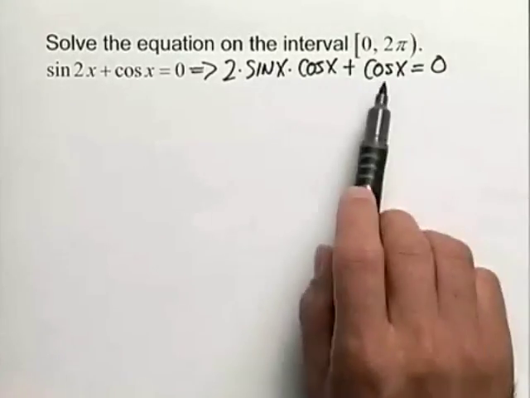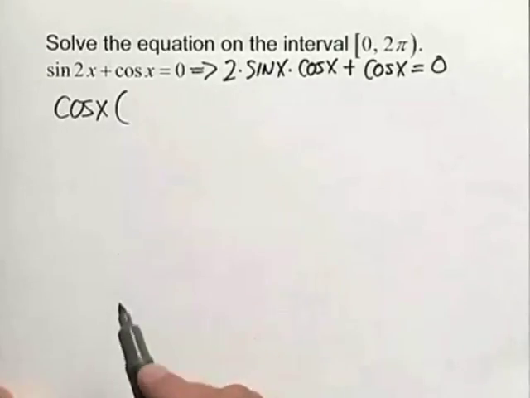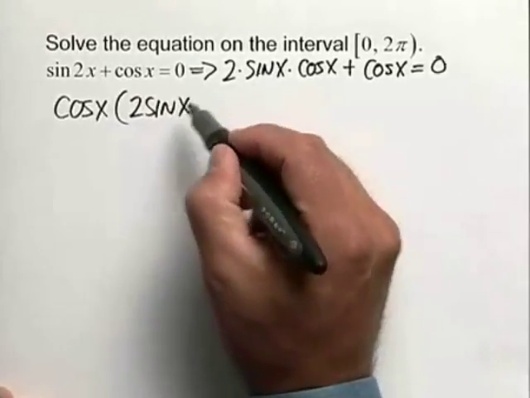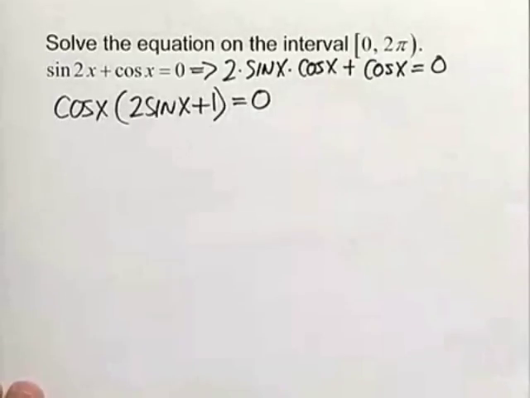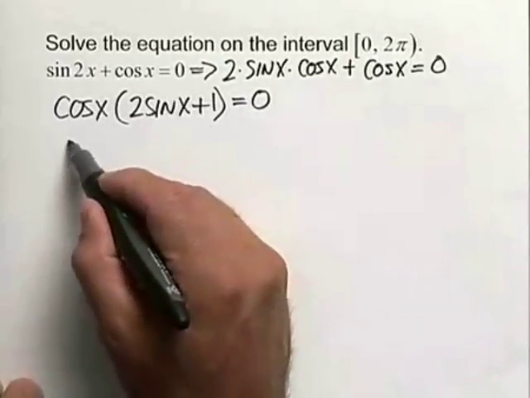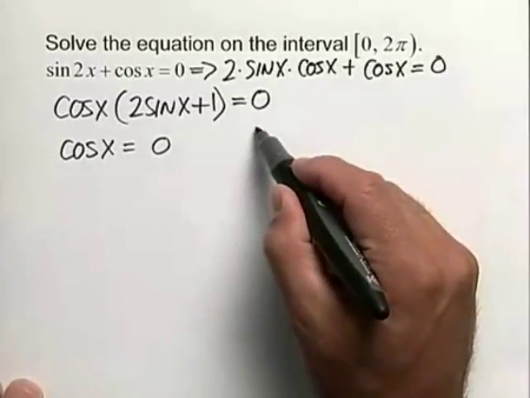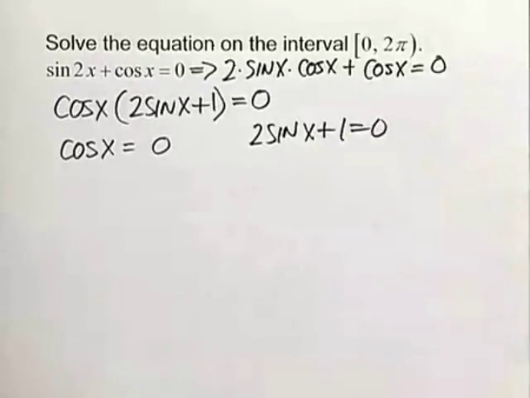Now we have a common factor, the cosine of x. We'll factor that cosine x out in front and multiply by what remains. From this we have cosine of x times 2 sine of x plus 1, and that product is equal to 0. So we can now break this into two further trig equations where we have the cosine of x equaling 0, and we also have 2 sine of x plus 1 equaling 0.